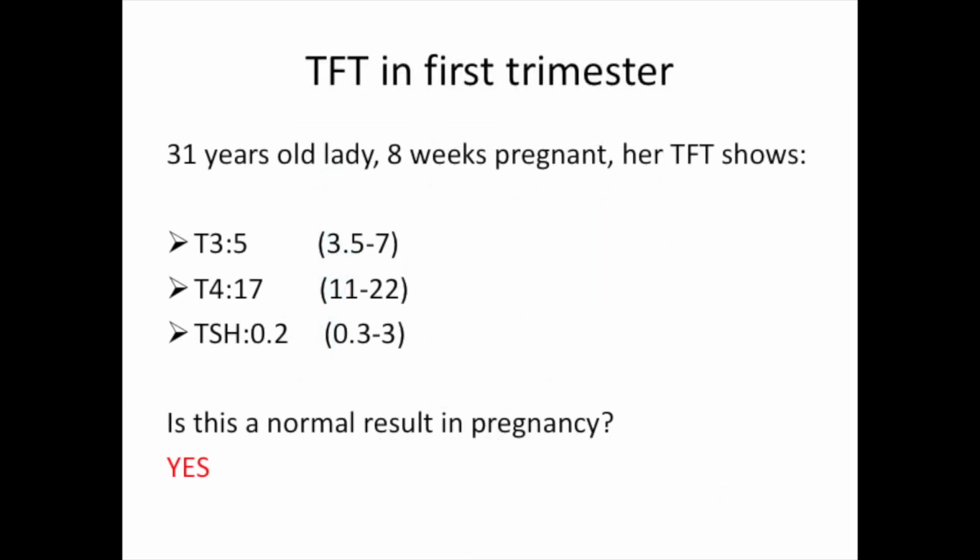This case will explain more what we discussed in the previous slide regarding the similarity between TSH and the human chorionic gonadotrophin, the hormone of pregnancy. A 31 year old lady, she's 8 weeks pregnant now, meaning she is in the first trimester. Her thyroid function test showed T3 normal, T4 normal, but the TSH is 0.2. 0.2 is low, but it does not mean this is a case of subclinical hyperthyroidism. No, because we know that the normal reference range of TSH during the first trimester is 0.1 to 2.5.